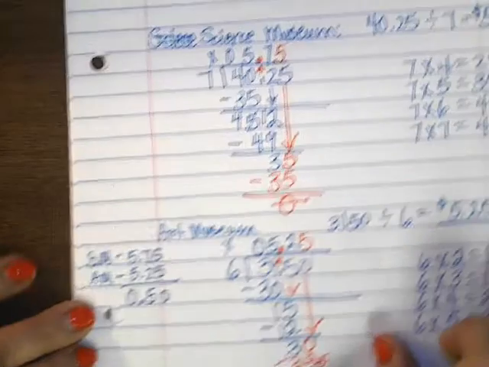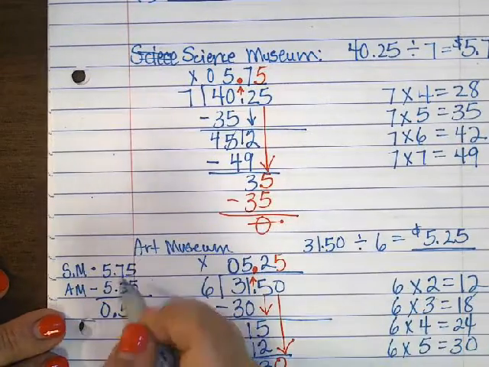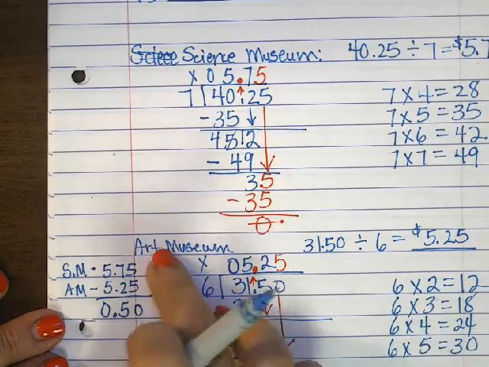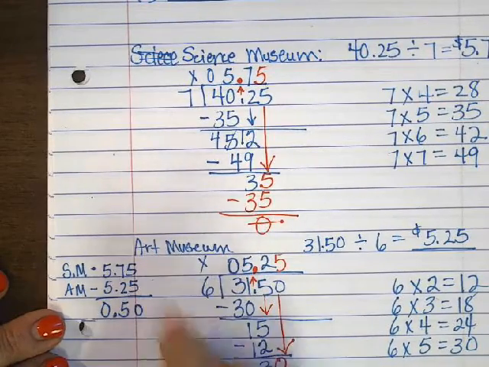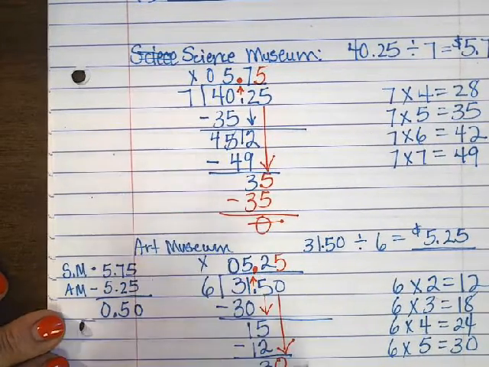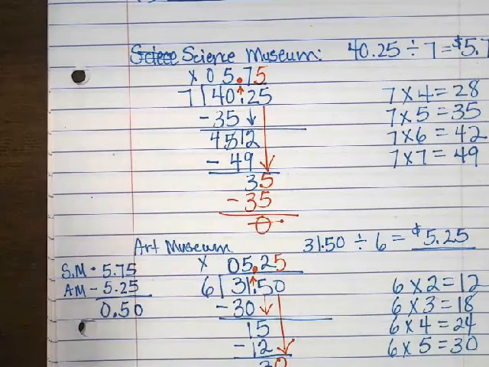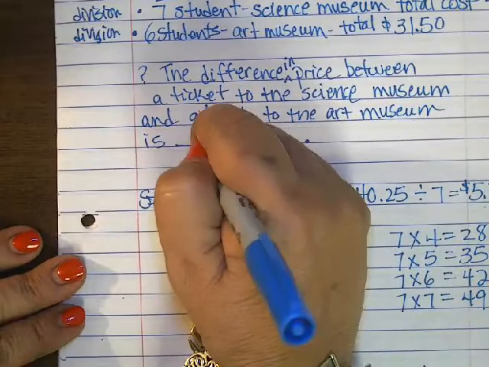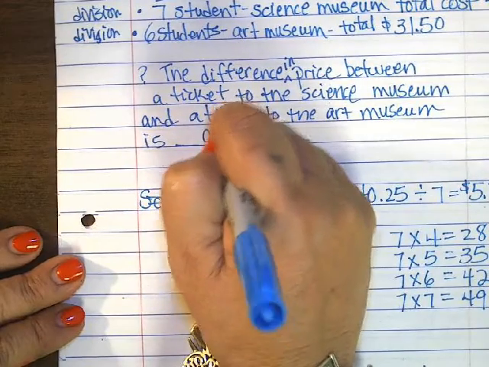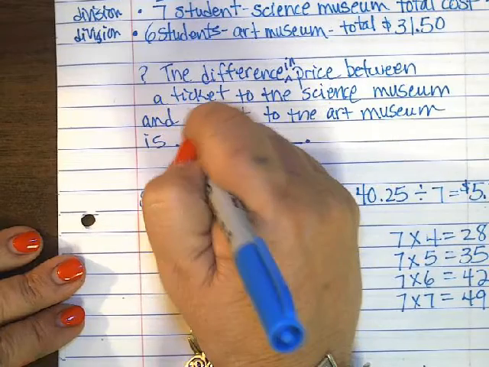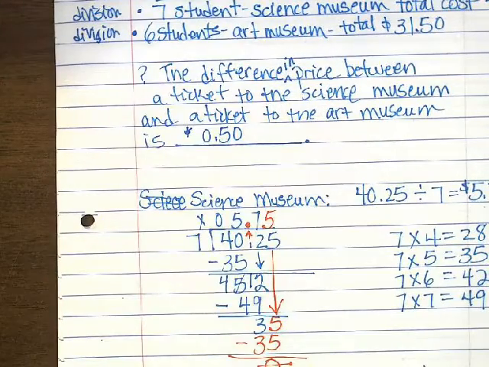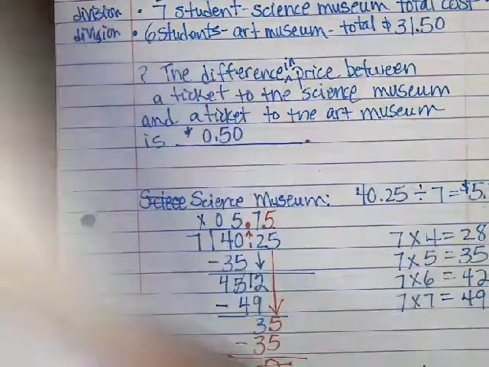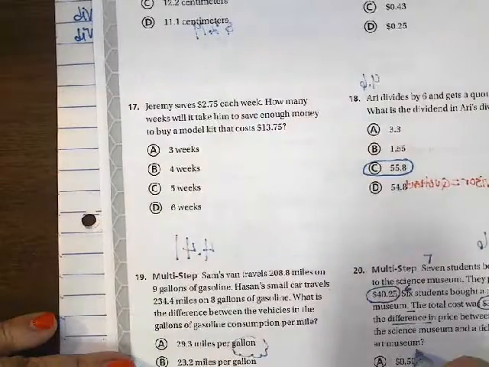Which one costs more, the Art Museum or the Science? Yep, the Science Museum costs more. It costs 50 cents more than the Art Museum. That's pretty interesting. Why do you think that? Yeah, it probably has more stuff in there. With Science, you've got all sorts of things. Okay, and that's 50 cents. And so my answer over here is A.